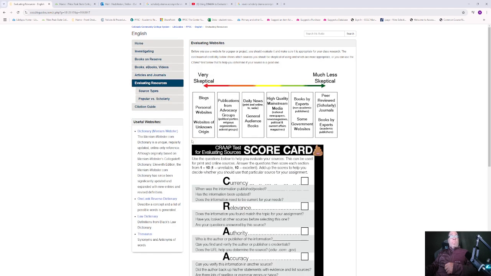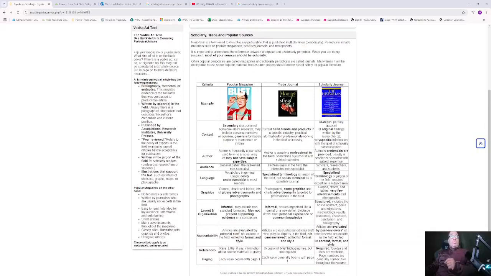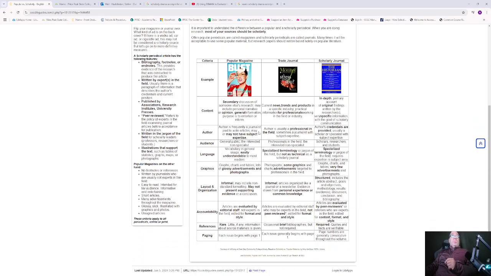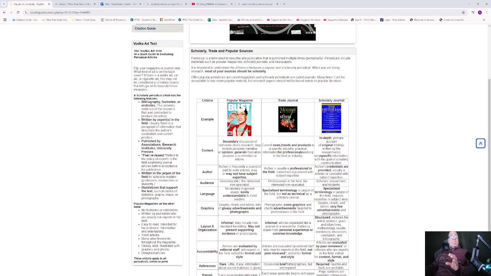And go to this section that says Evaluating Resources. Now here we have a tab that says Popular versus Scholarly, and this is a good resource to refer back to understand the difference between a popular source, like say something you might find on the web or a popular magazine, as opposed to what you're going to find in a trade journal or a scholarly journal. Over here, we have something called the vodka ad test, and you can go through this, and this will give you some highlights that will help you analyze and interrogate the sources that you're looking at.